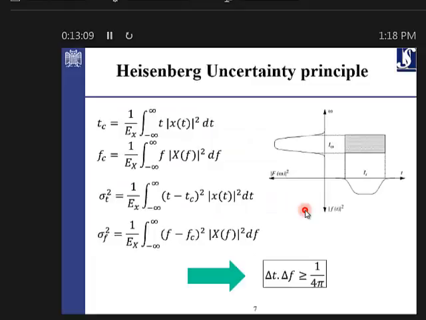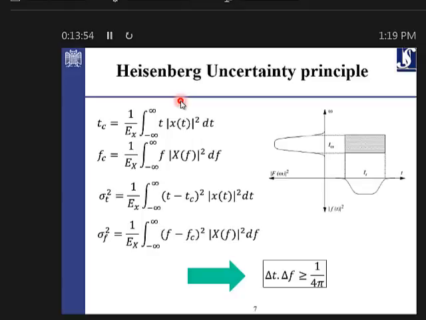In order to be able to develop an idea about that, we have to go back to a theory in physics which was developed by Heisenberg, and it's called the Heisenberg uncertainty principle. What Heisenberg says is that we're not actually able to have an extremely localized view of time and frequency at the same time. So there is a lower bound for the resolution that we can have in both time and frequency.